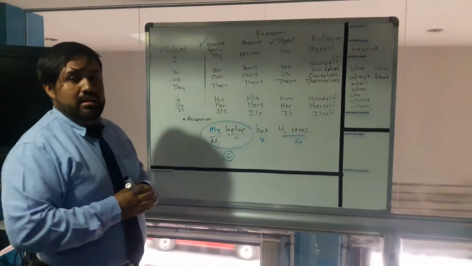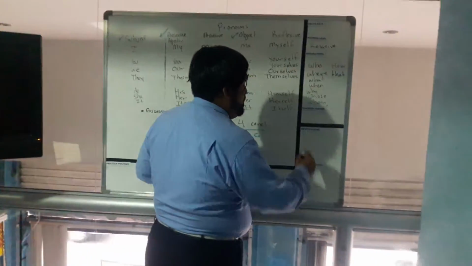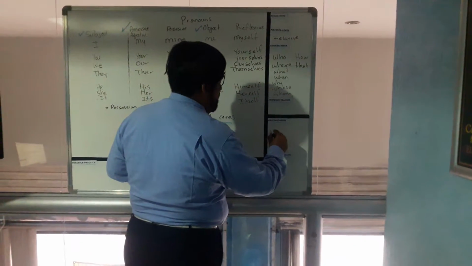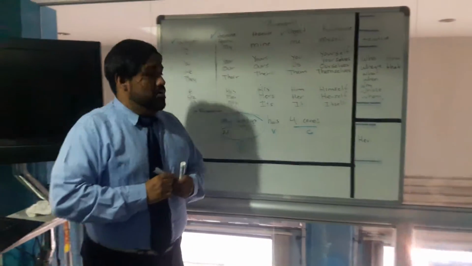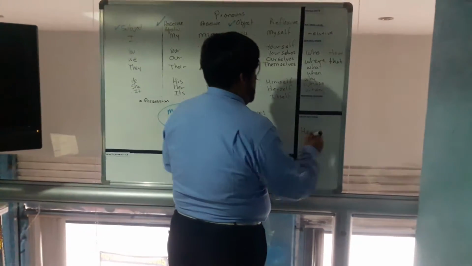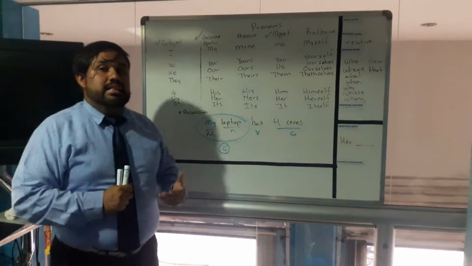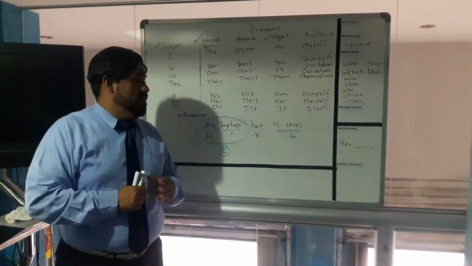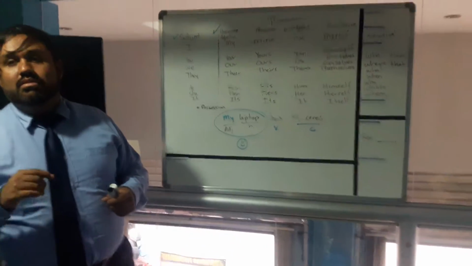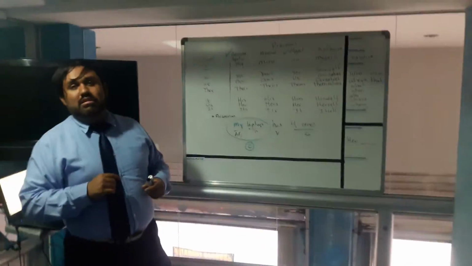And this is how not to use it. For example, I'm going to use another one, like "her." When you use "her" and you don't write a noun, that is how not to use it.